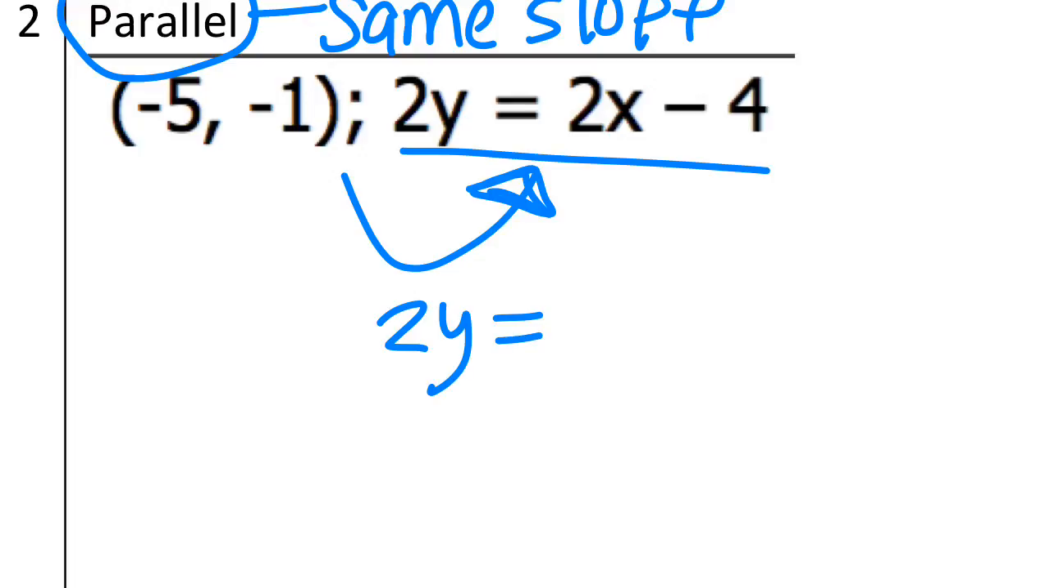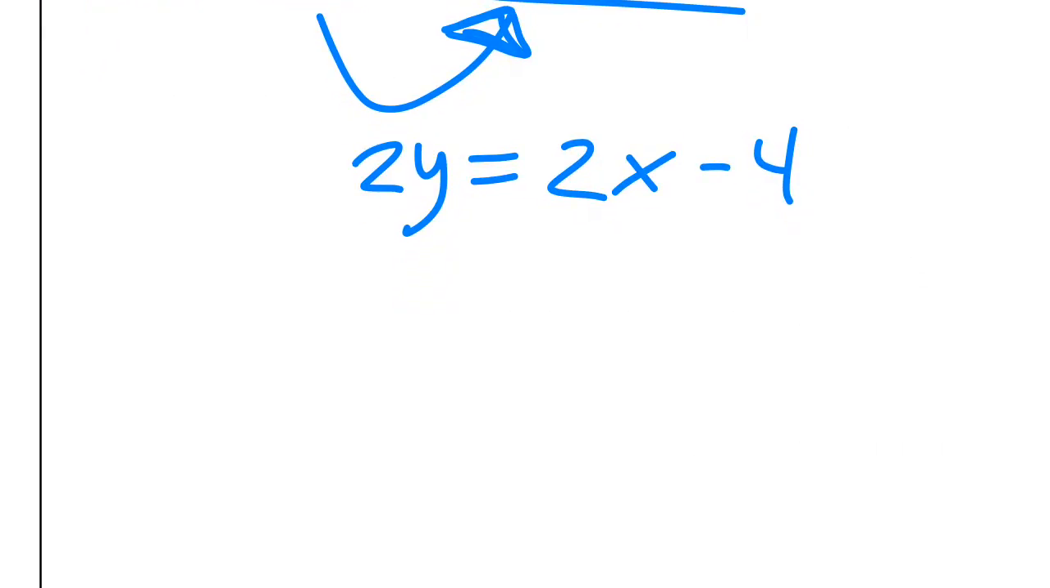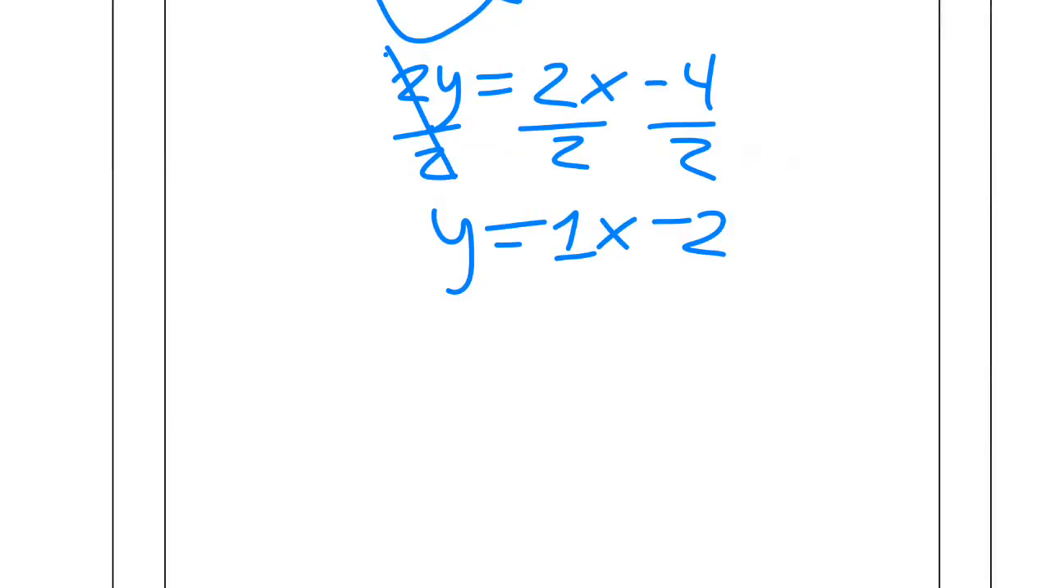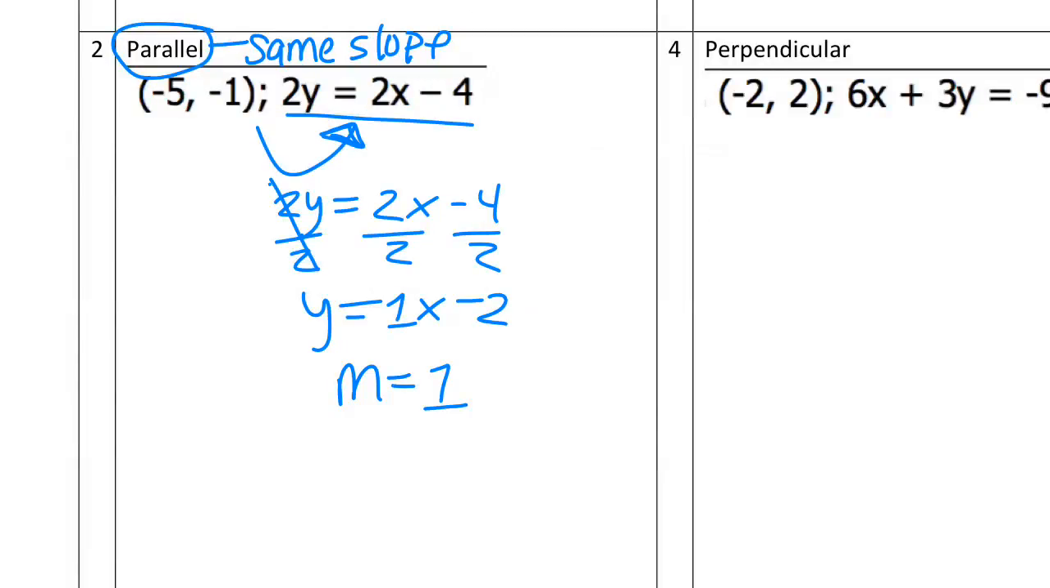So I have 2y equals 2x minus 4. I'm going to divide every term by 2. And I'm left with y equals 1x minus 2. Now I can see that the slope of this equation is 1, which means the slope of the new equation that we're going to write should also be 1. So I know my slope is 1, my point is -5, -1. So that's my x1, y1.